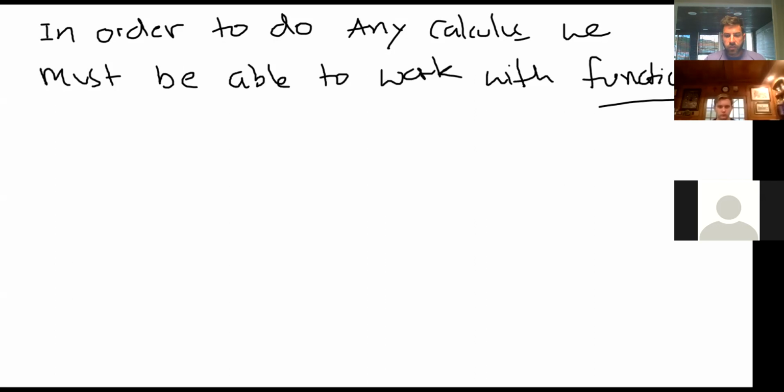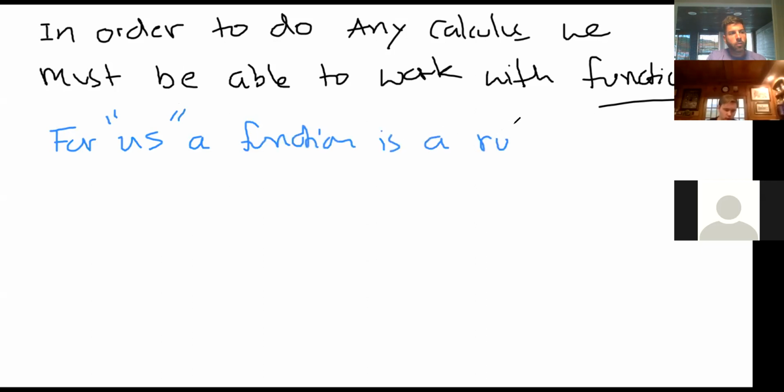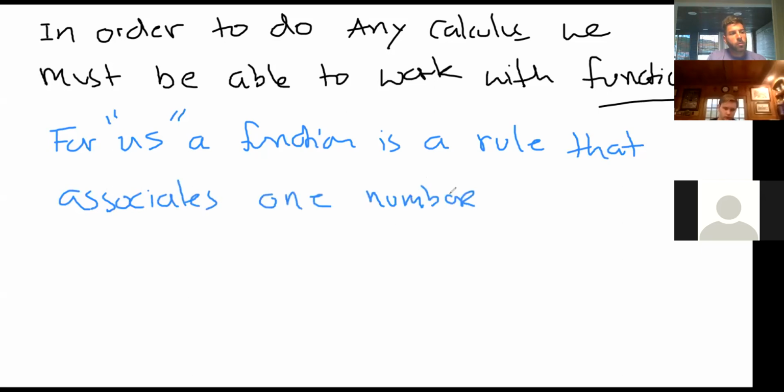It has very general and abstract definitions, but for us in this class, a function is basically a rule that associates one number with another number. That's what a function is.